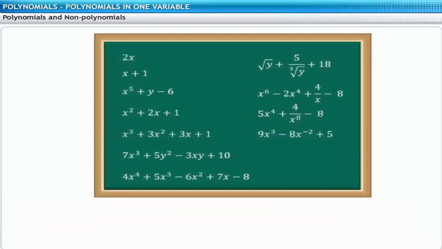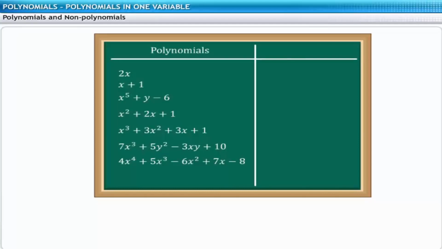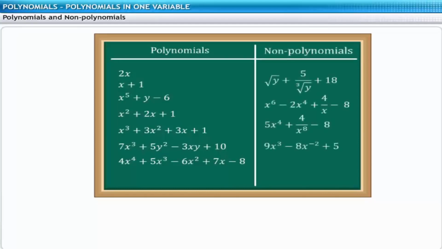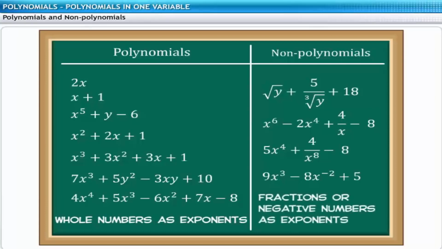Let's review again the expressions that we saw earlier. As you can see, the expressions are categorized as polynomials and non-polynomials. So, what's the main difference that you can see between expressions in the two categories? The terms of the polynomials have whole numbers as exponents, while the terms of non-polynomials have fractions or negative numbers as exponents.